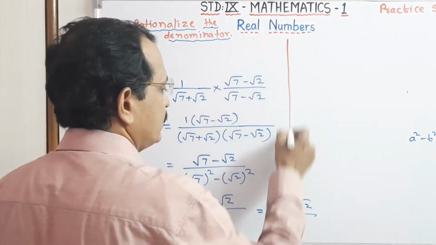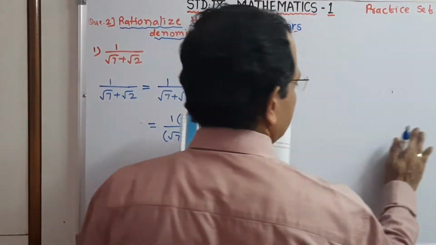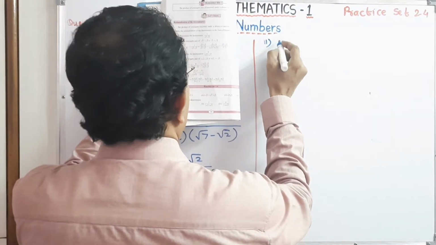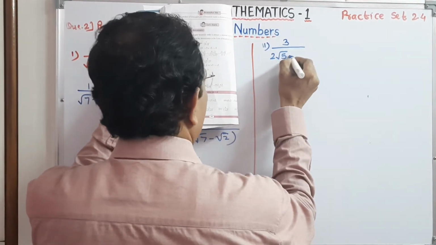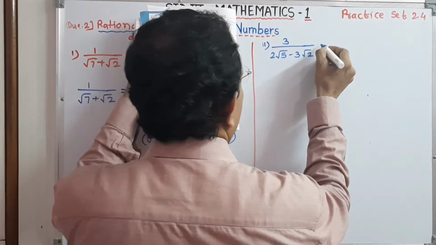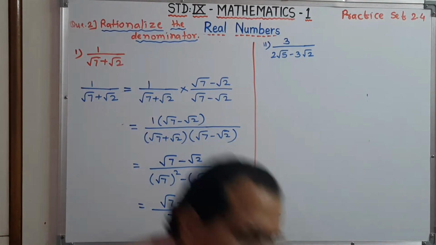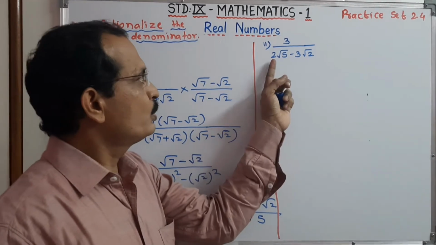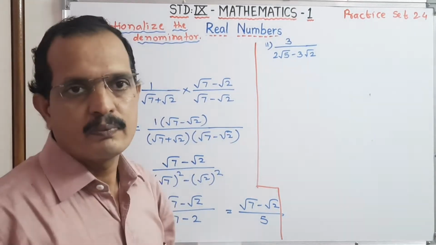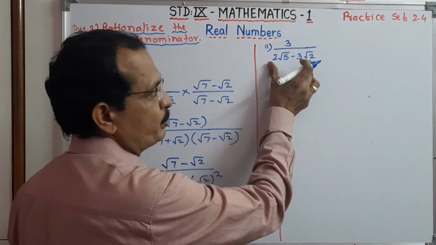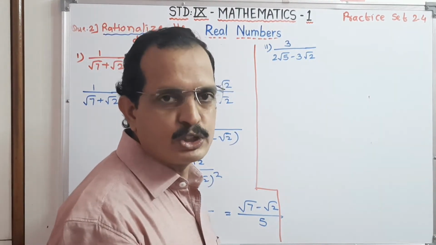Now let's see the next sum. What is that? It is the second one. It is 3 upon 2 root 5 minus 3 root 2. Dear students, we have to rationalize this. In this case, see, 3 upon 2 root 5 minus 3 root 2. We have to rationalize the denominator. Again, we have to see the denominator. It is binomial quadratic, sir. We have to find out the conjugate pair.